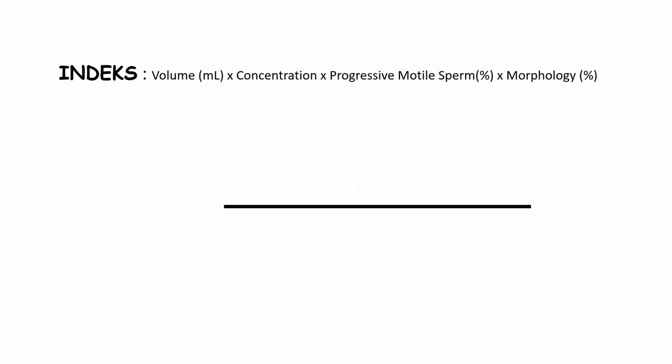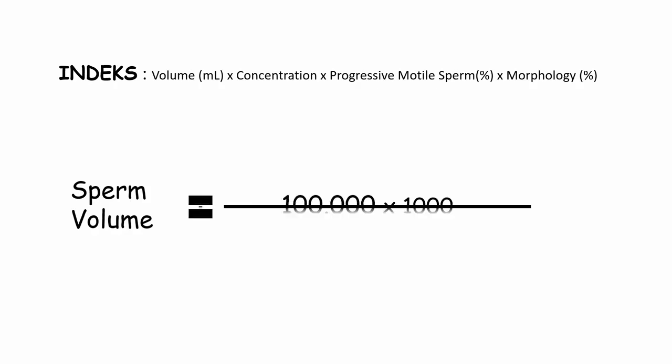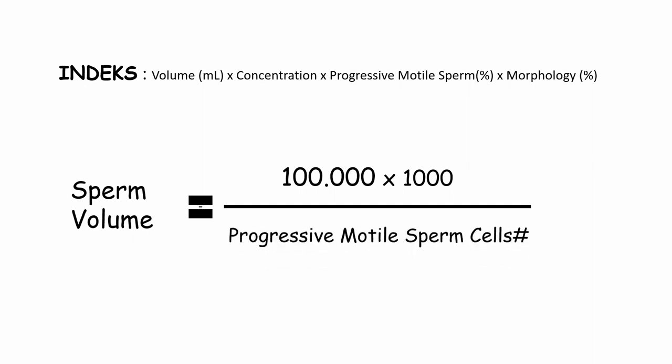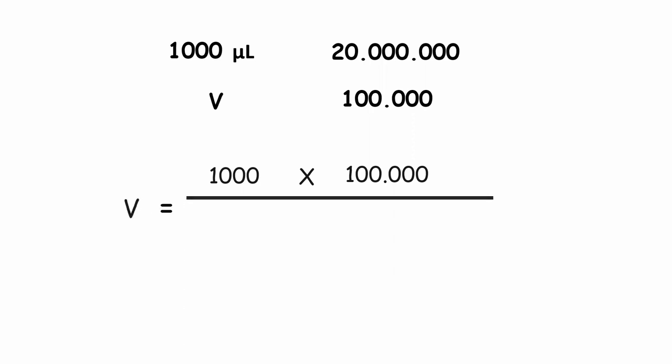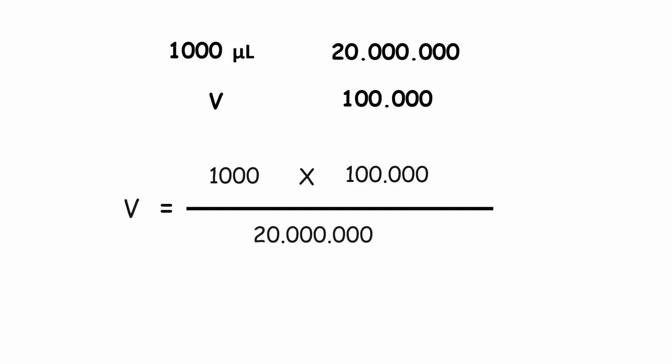For this calculation, we'll be using a simple mathematical formula. In this formula, volume equals 100,000 multiplied by 1000 over progressive motile sperm quantity. As an example, let's assume there are 20 million progressive motile sperm cells in 1000 microliters. What is the volume required for 100,000 progressive sperm cells? According to the formula, the required volume is 5 microliters.